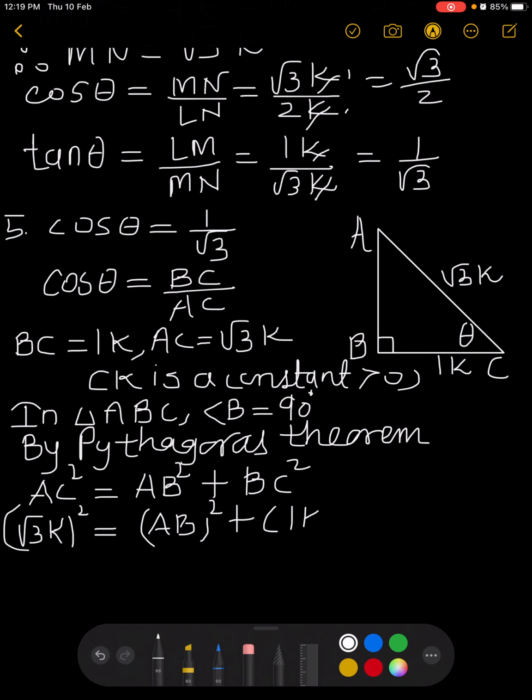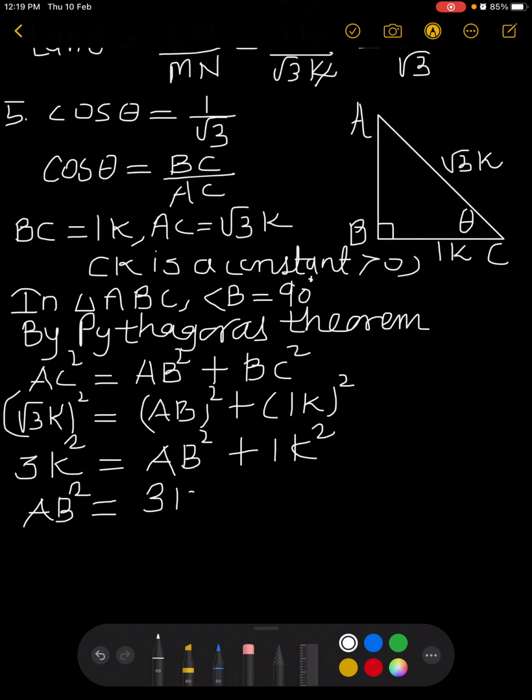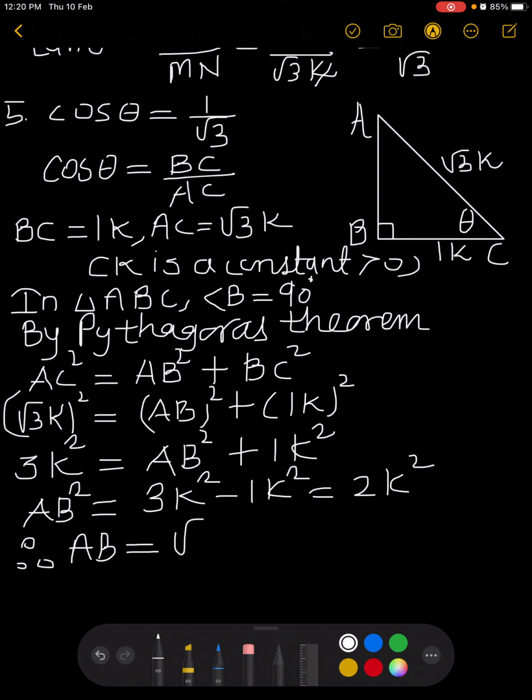BC is 1k in brackets squared. Square of root 3 will be 3, and k square. So AB square plus square of 1 and k square. For getting AB square, I will subtract 3k square and 1k square. It gives 2k square. Therefore, the square root of AB square becomes AB, square root of 2 is root 2, and the square root of k square is k. So we get root 2k for AB.